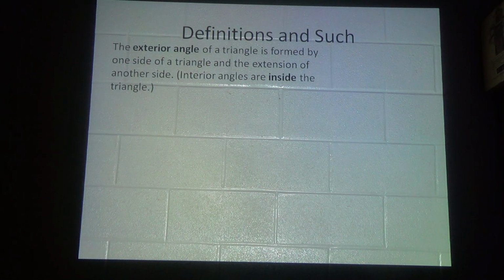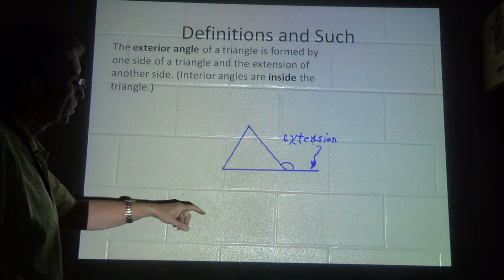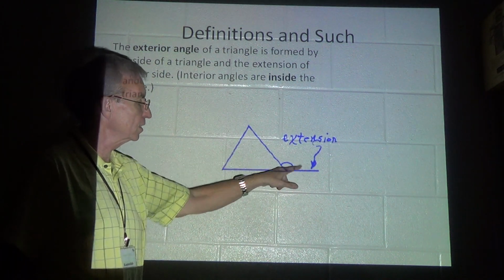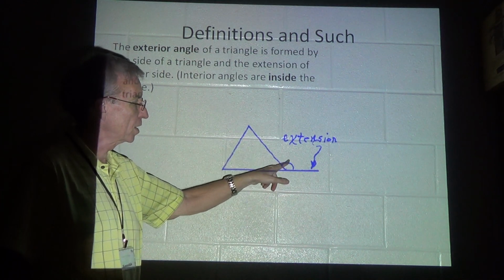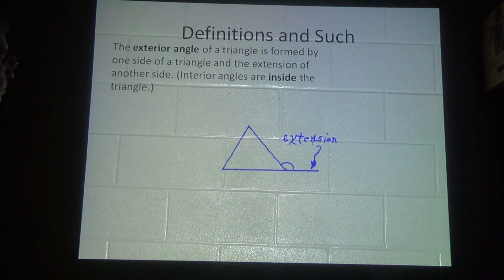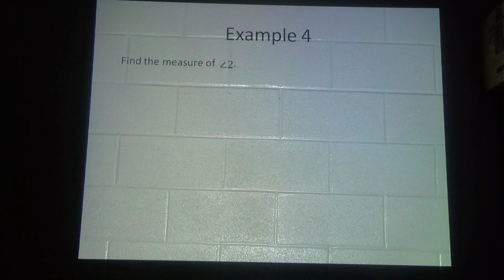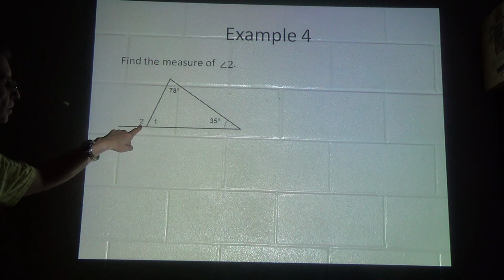Okay? The exterior angle of a triangle is formed by extending one side of a triangle and the extension of another side. Interior angles are inside the triangle. Okay? So the extension to this line formed with this side, that is our exterior angle. Okay? So they want us to find the measure of angle 2 in this diagram. Angle 2 is an exterior angle.